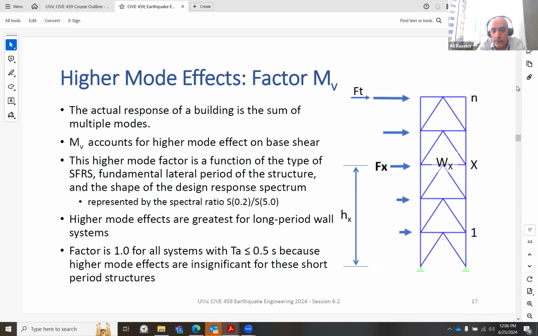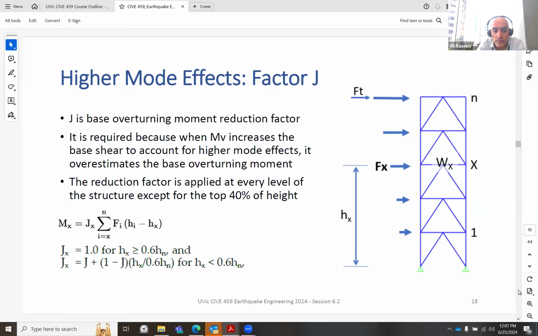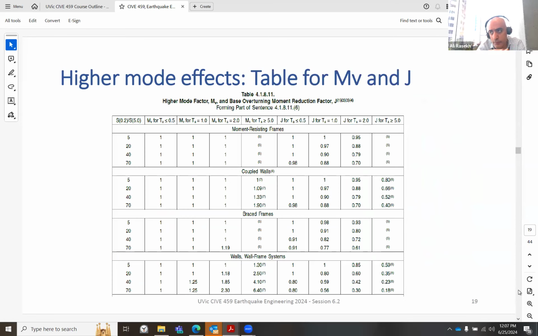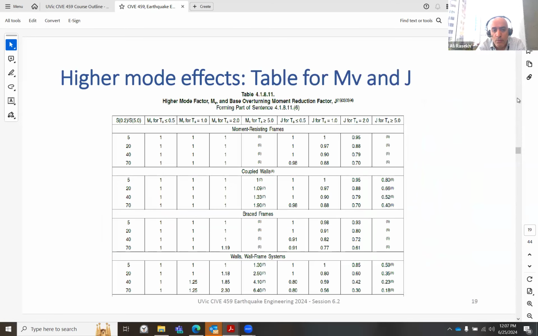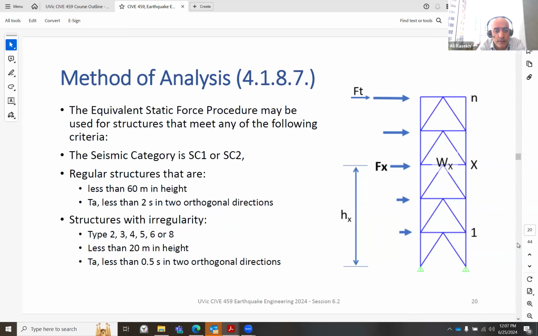That's for overturning. And for base shear, for the total value of base shear, you use MV, and then you apply the increase factor to your base shear. I have shown you the equation for base shear a few times. Progressing further.